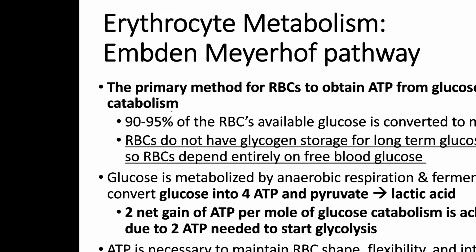95% of the glucose that the RBC is able to take up will be converted to make ATP. So we convert glucose into 4 ATP and pyruvate, which as a byproduct also produces lactic acid. We only gain a net 2 because we have to spend 2 in order to start, but hey, net gain is better than zero gain. ATP, if you might remember from your high school biology class, is the money for the cell. You need to spend it in order to maintain RBC shape, flexibility, and integrity.